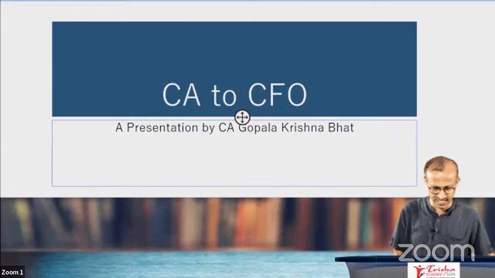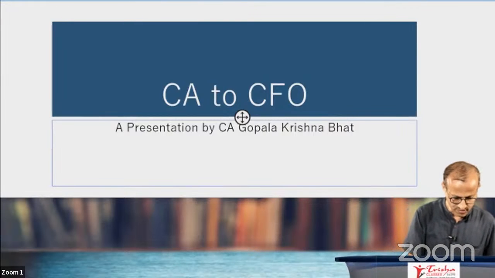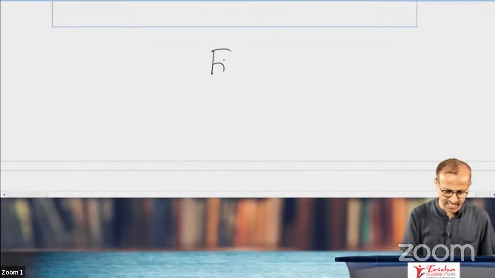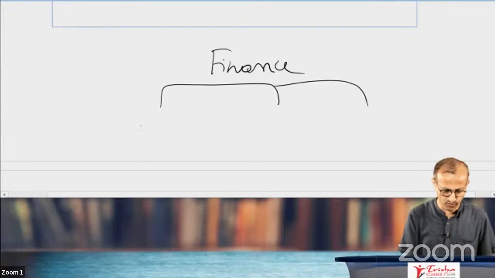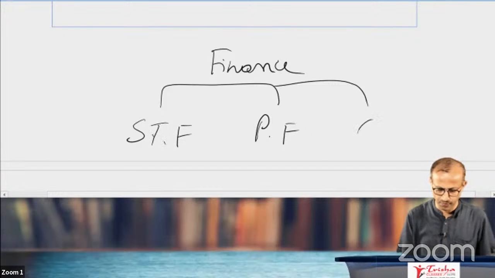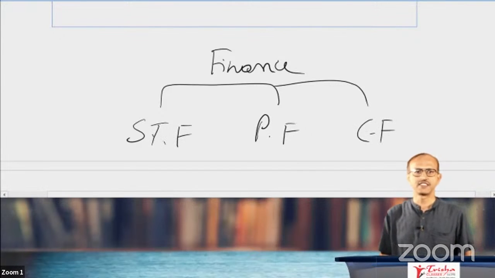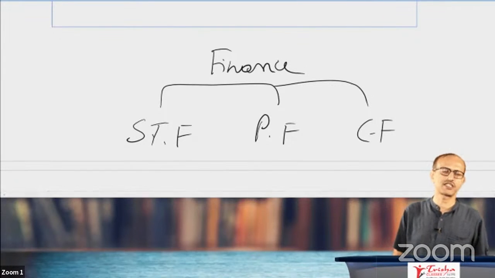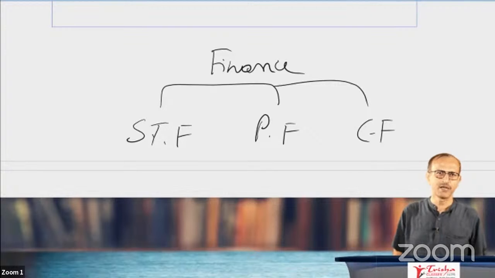I just write here. So when I say finance, we can write in three parts: sole trading finance, partnership finance, corporate finance. So I think you have written the first meaning of the word finance, provision of money required.